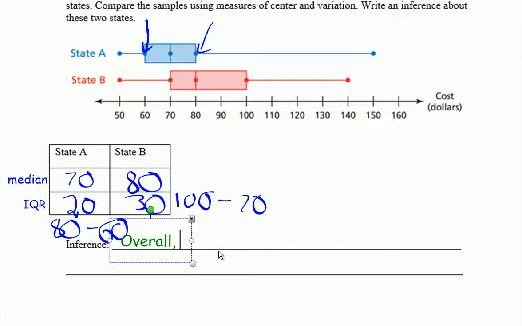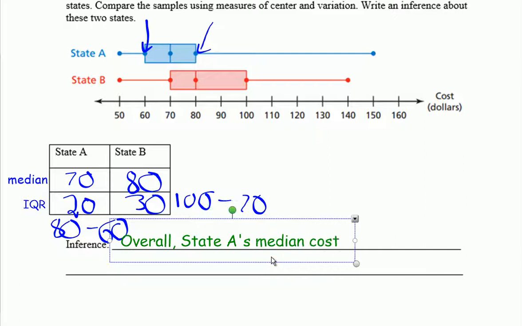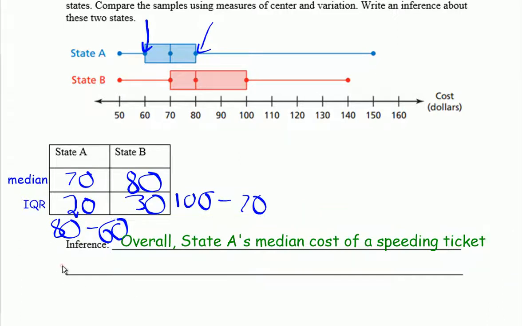Let's say that state A's median, and what is it? Median cost of a ticket, right? State A's median cost of a speeding ticket is greater than state B.